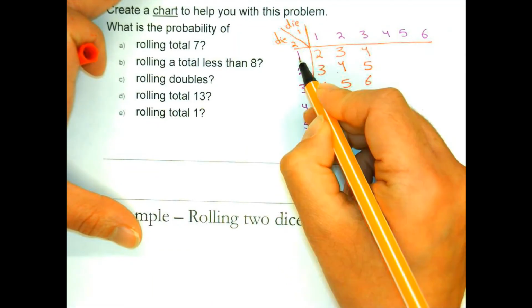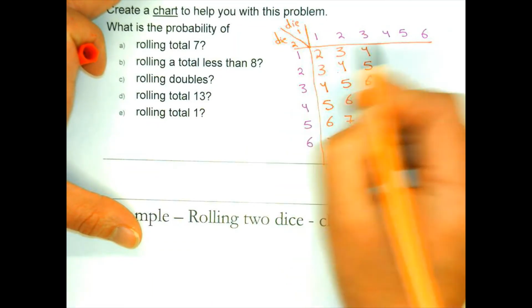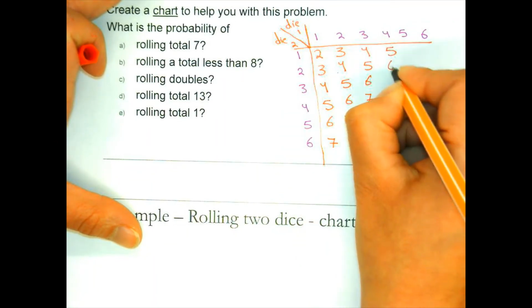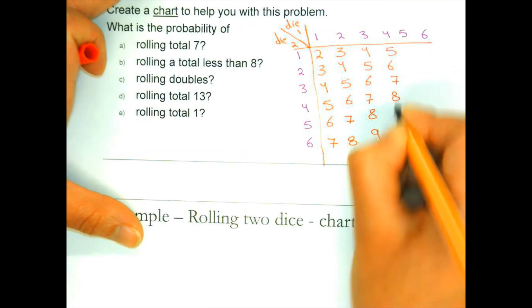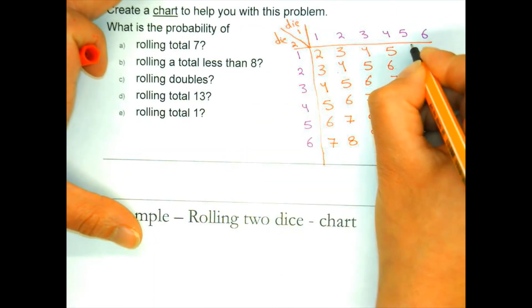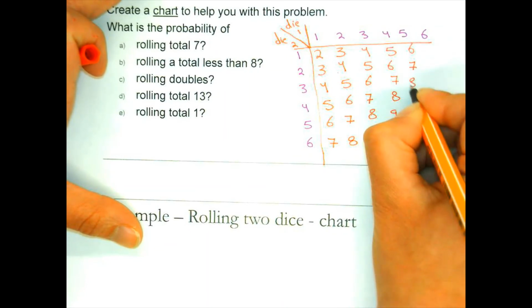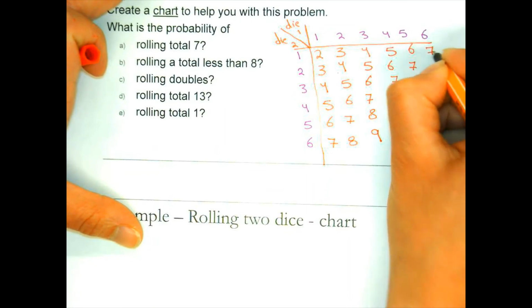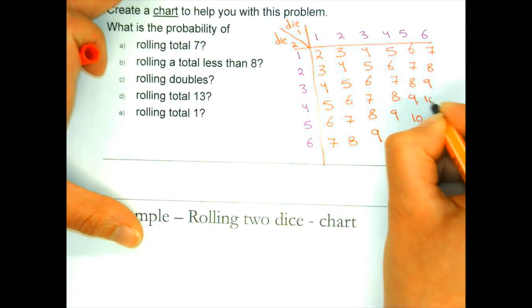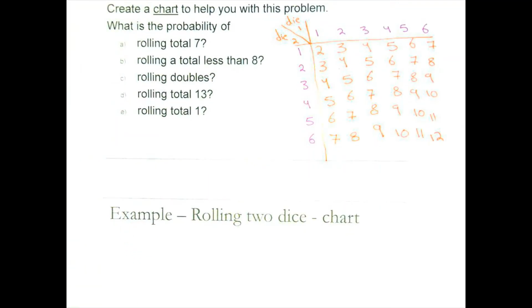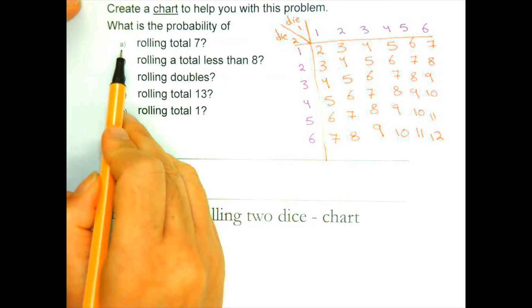First die can be 4, and the second one can be 1. So 5, 6, 7, 8, 9, 10. 5 and 1, 6, 7, 8, 9, 10, 11, and then 7, 8, 9, 10, 11, 12. So we create this chart, and now we start with the first example.